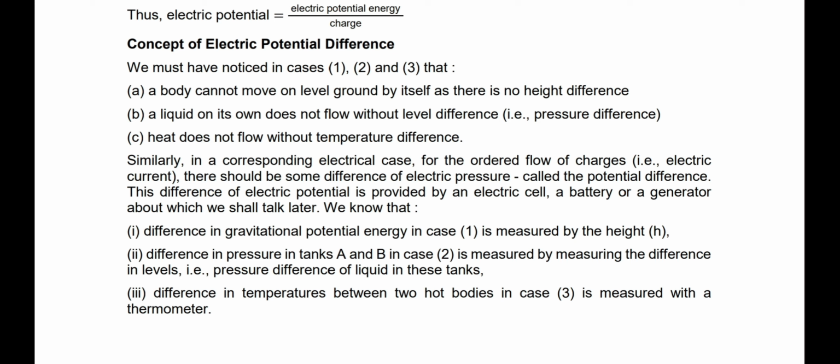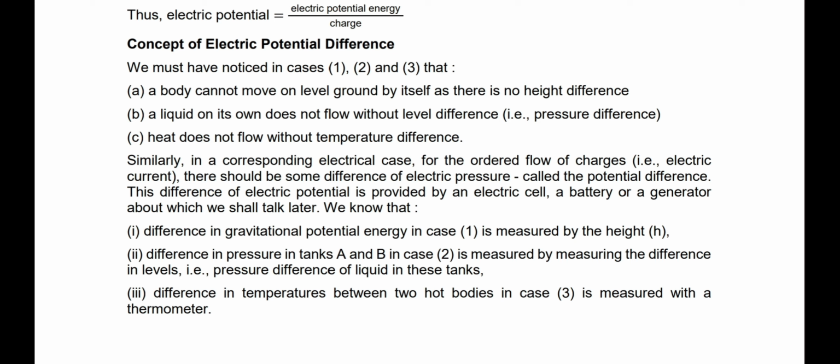Then the question arises, and such questions can be asked in either 1 mark or 2 marks: name the device which is used to maintain electric potential difference between the two terminals. Here the device can be a battery, a cell, or a generator. It means if we want the electric charges to flow in an ordered form, for that we need an electric cell, electric battery, or a generator.